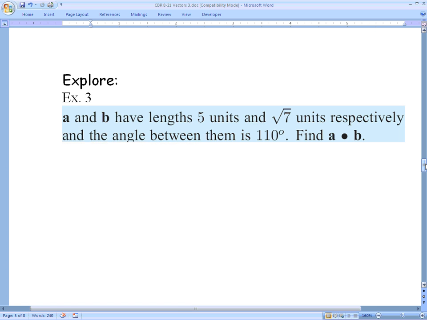Another similar example, we have vectors A and B. They have lengths of 5 units and square root 7 units respectively, and the angle between them is 110 degrees. Find A dot B. So first and foremost, let's set up our formula. We know that cosine of any angle is equal to the dot product divided by the magnitude of those two vectors multiplied together, or their product.